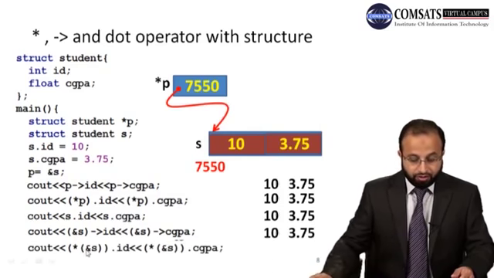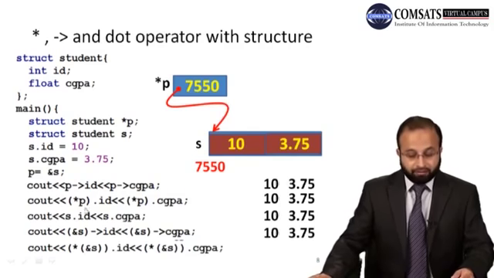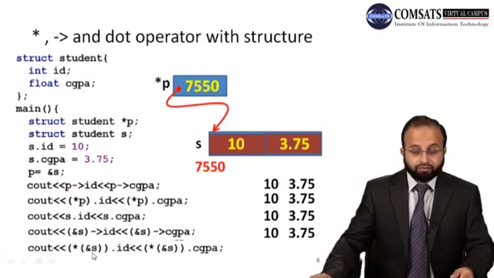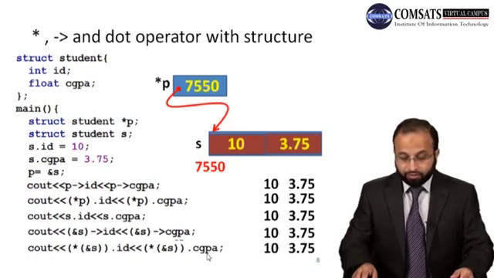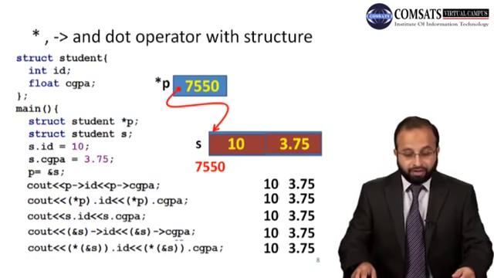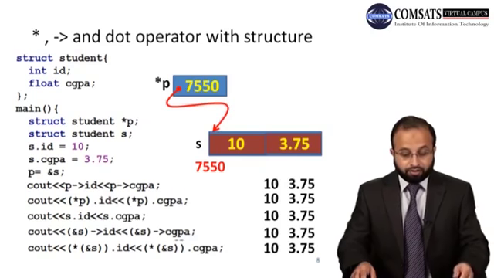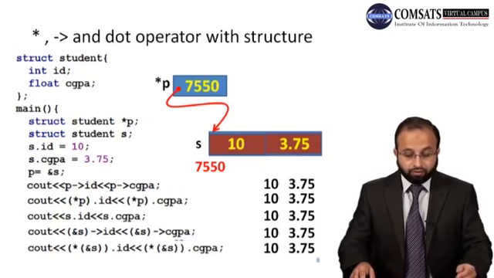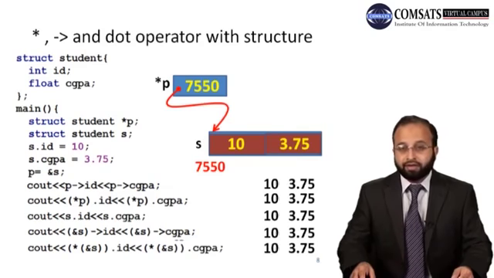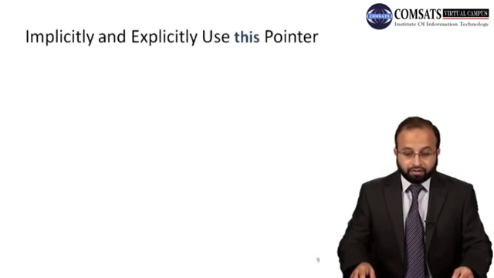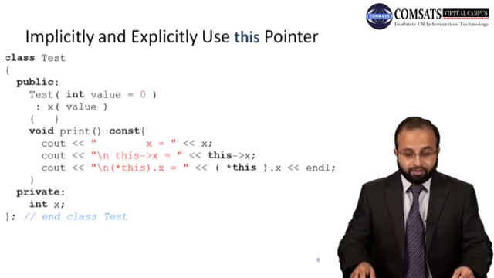And this is actually the same as *p. So &s is the address. So you reach the value at that address, then you access id and CGPA. The output is this. So the output is the same in all these situations. These are the different mechanisms to access the value of that structure using a pointer to a structure or using the simple structure variable. Now let's once again see the implicit and explicit use of the this pointer that we have seen in the previous lecture.